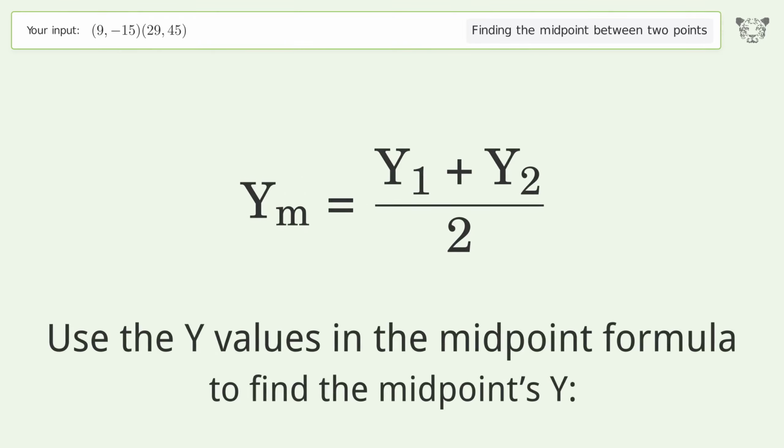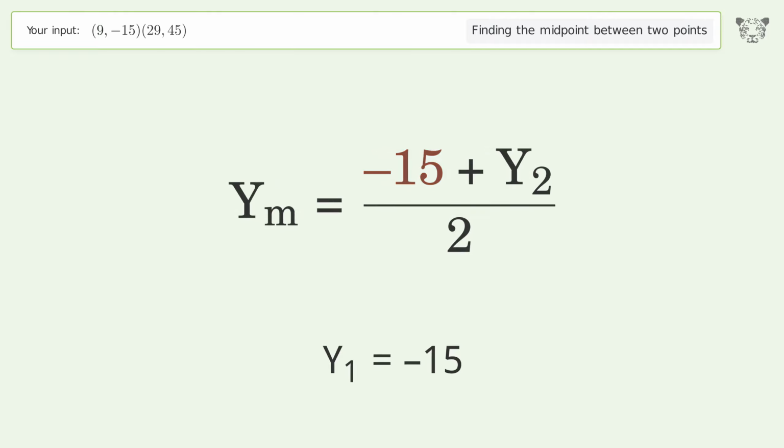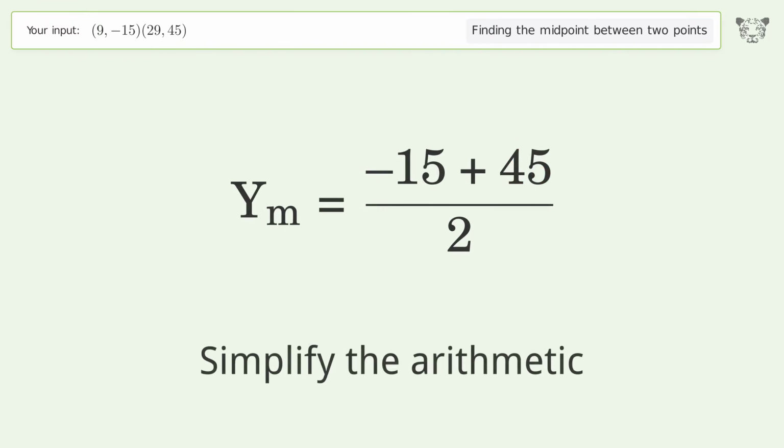Use the y values in the midpoint formula to find the midpoint's y. y1 equals -15. y2 equals 45. Simplify the arithmetic.